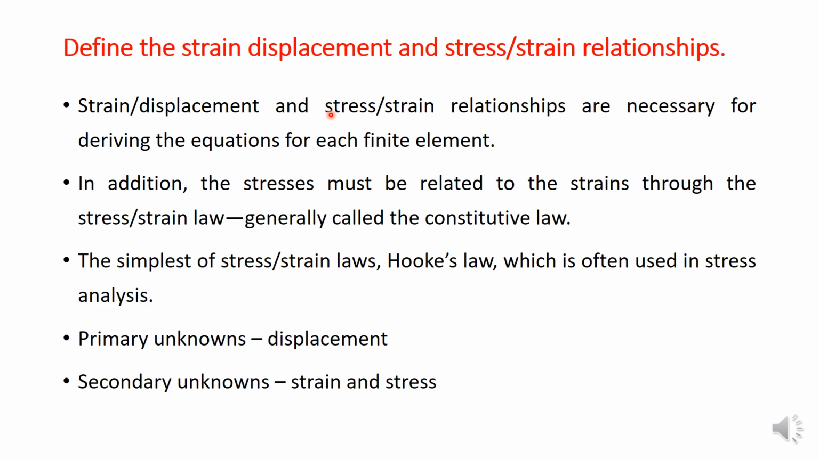So in all these cases, as I said, the primary unknown is displacement. By selecting a displacement function and finding out the constants in the displacement function, we are trying to find out the displacement at an arbitrary point in the element. Once we have the primary unknowns, by using these strain displacement and stress strain relationships, we can find out the secondary unknowns such as strains and stresses.